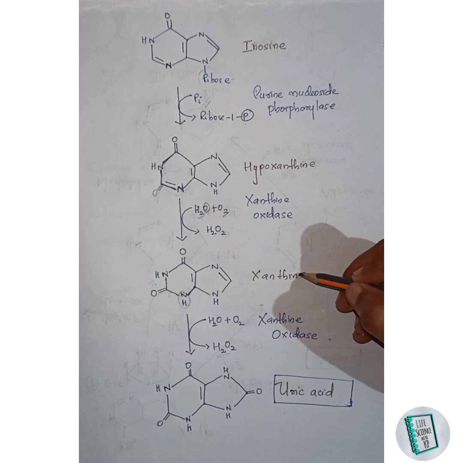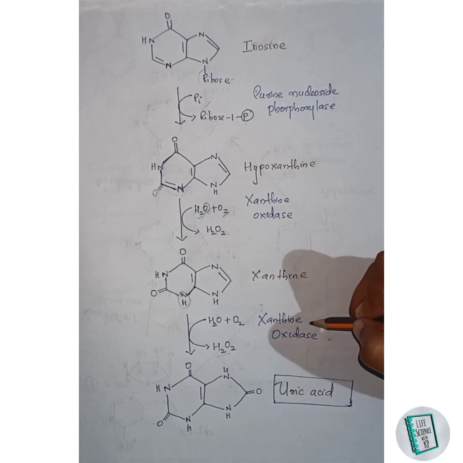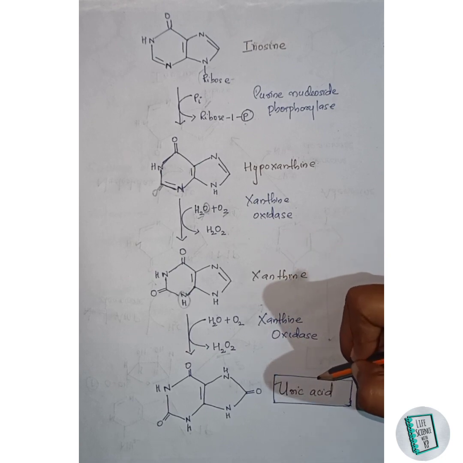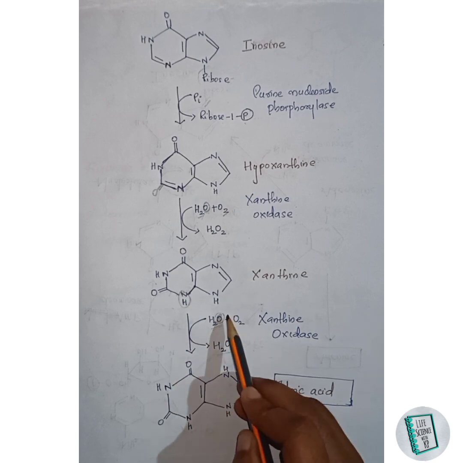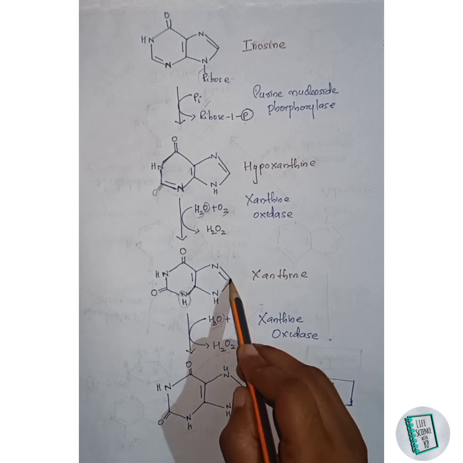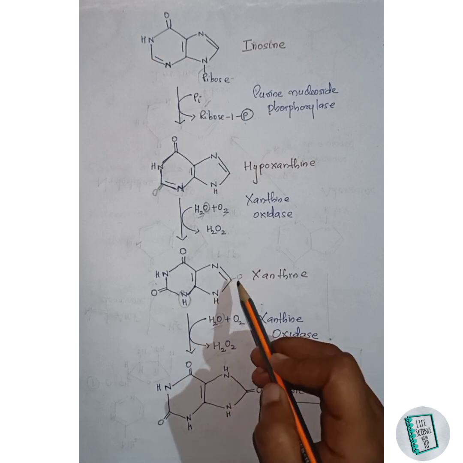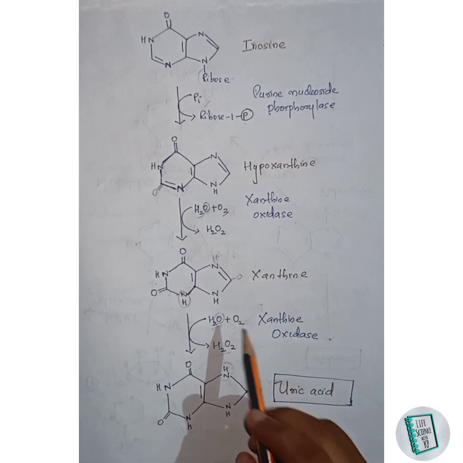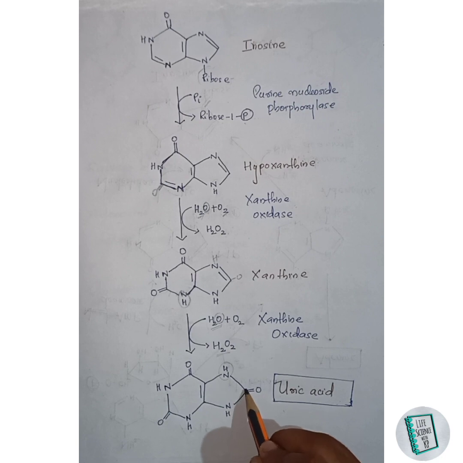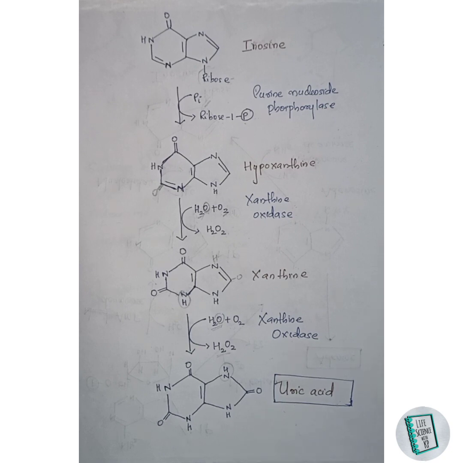Next, this xanthine thus formed, again in presence of xanthine oxidase forms uric acid, which is the final product of the degradation of AMP. Here also a water molecule comes and the oxygen of this water molecule attaches with this carbon, and the hydrogen which is already present here rearranges itself to this nitrogen and forms an NH group there, and this oxygen forms a double bond with this carbon in order to maintain the valency. Thus uric acid is formed. So this is the degradation of AMP to uric acid.